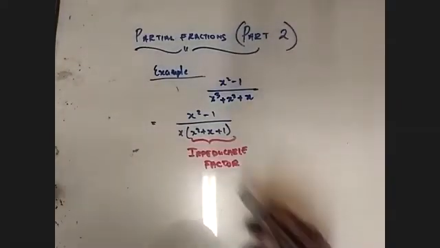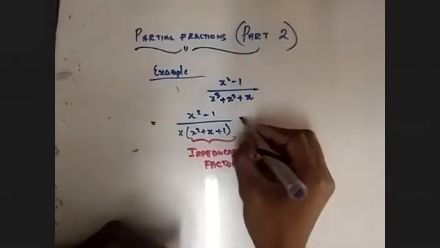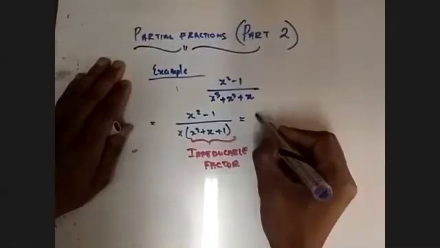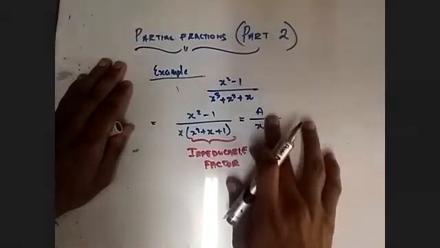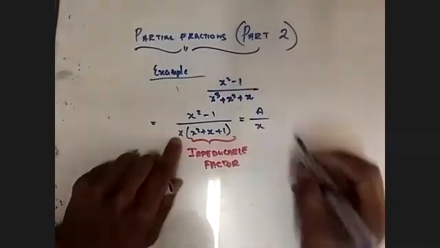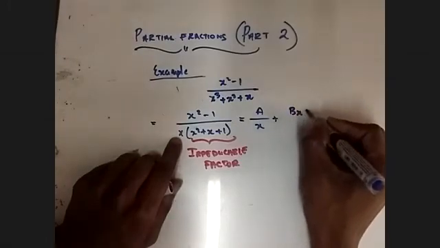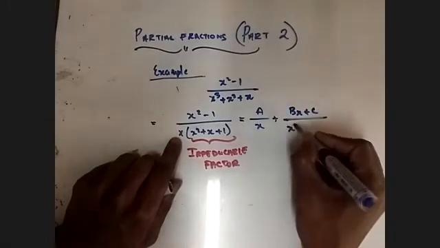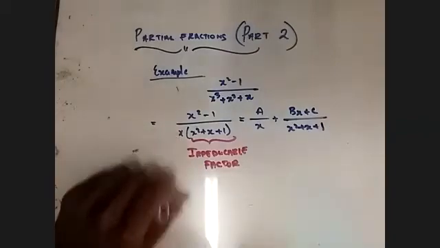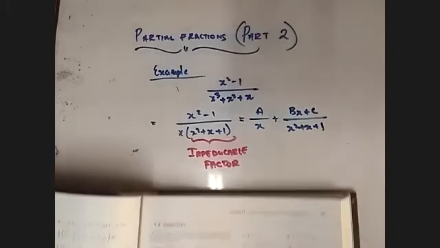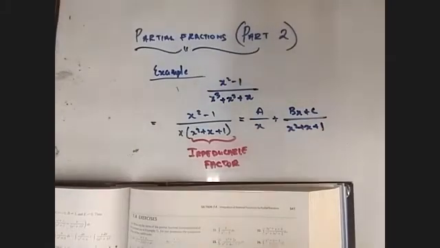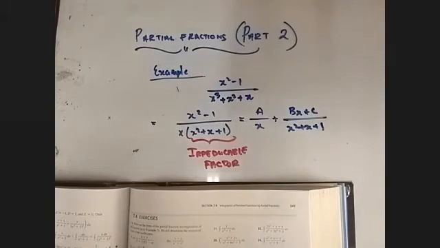So if we find something which is irreducible, then we can write this as a over x, because x is the first factor, plus bx plus c all over x squared plus x plus 1. So this becomes our final answer. Let us check if this solution correlates to what we are supposed to find. It's 4b.